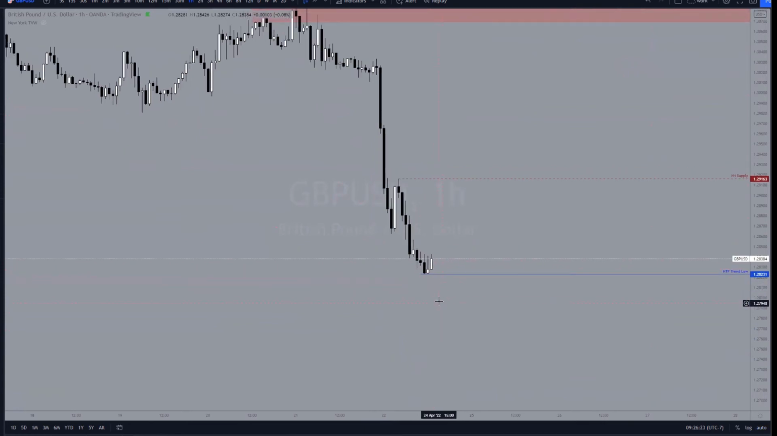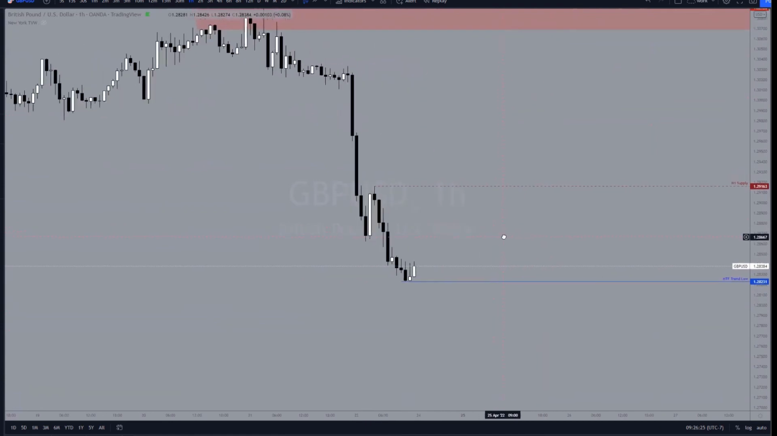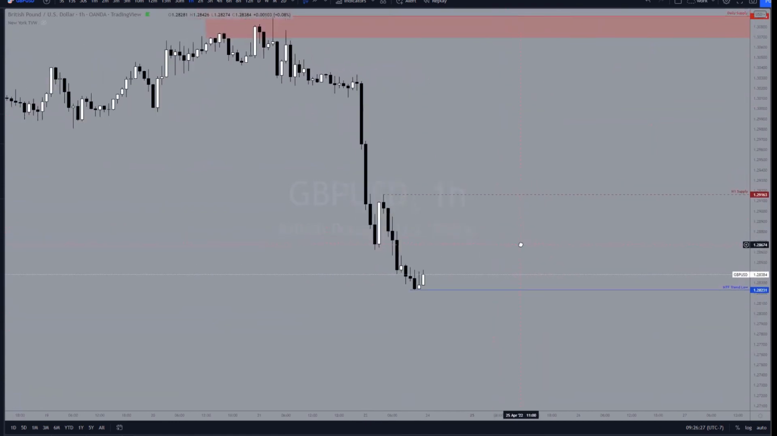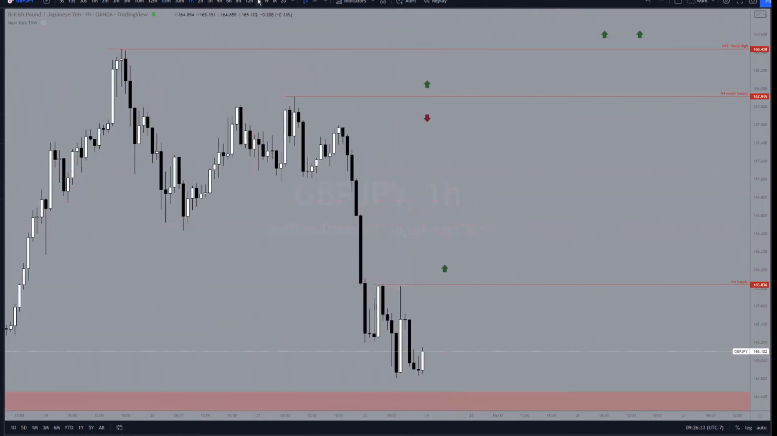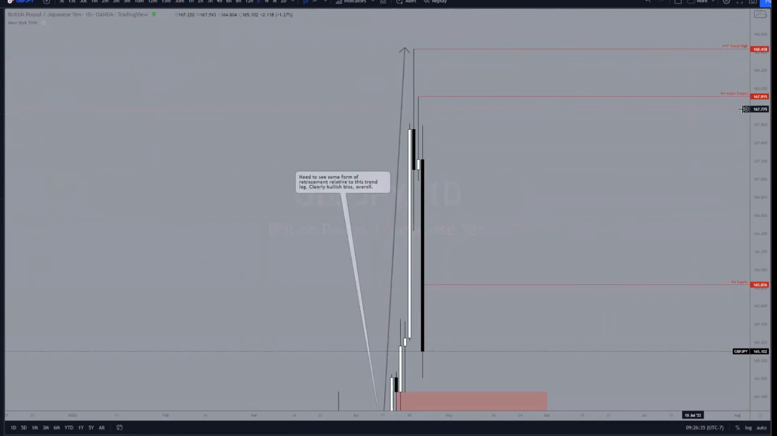So not the highest priority for me this week, but certainly very, very interesting. May get even more interesting as the week opens up. Obviously, when we get some data, really closely watching that H1 supply. GBP JPY, let's move back up to the daily.